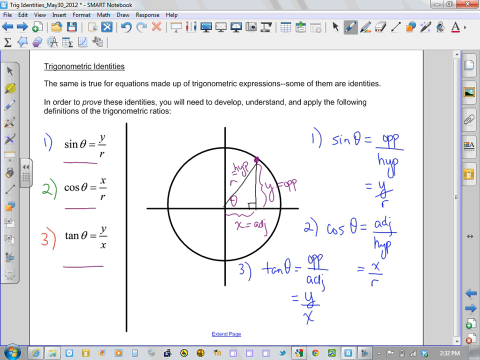So knowing these particular ratios can be used later on to prove identities. And more importantly, these identities, specifically numbers 1 and 2, can then be used to help us prove another trig identity.